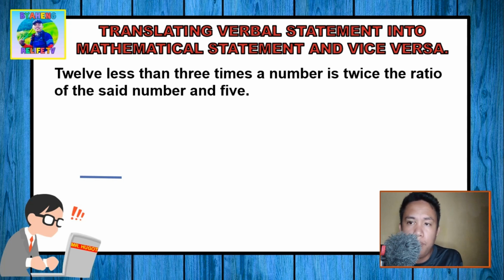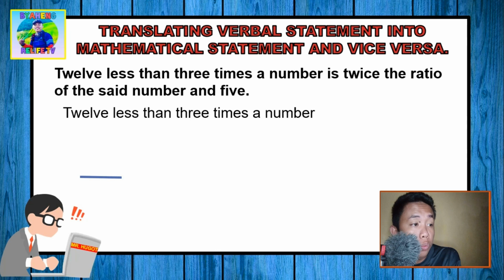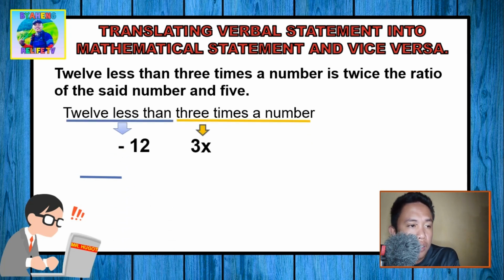Okay? Next natin guys, 12 less than 3 times a number is twice the ratio of the said number and 5. Mas nakakalito to. So, we're going to use 12 less than 3 times a number. That will become 3x, and we have minus 12. That will become 3x minus 12, since we use the words less than. So negative 12, lipat natin sa kabila. Kaya po siya yung 3x minus 12.